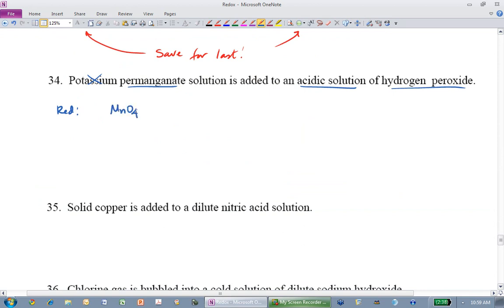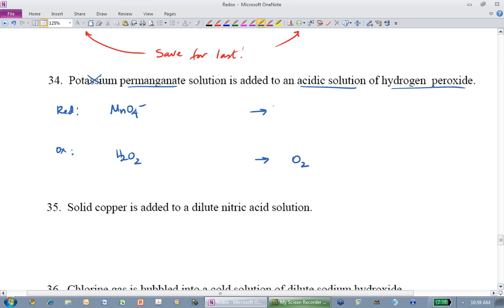So MnO4 minus is my permanganate, and I'm going to have some H pluses, but also I'm going to have the H2O2 being oxidized. What will it be oxidized to? It's going to be oxidized to oxygen.